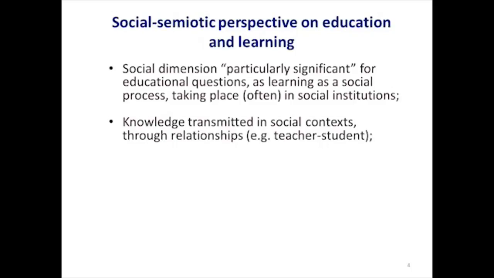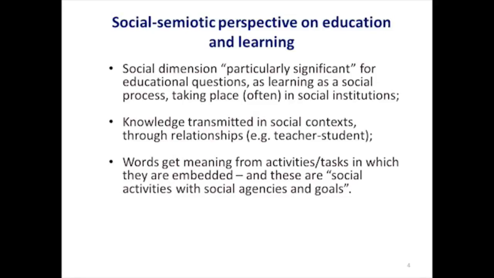Knowledge is transmitted in social contexts through relationships between people, such as teacher and student, but also, of course, student-student relationships. Where do words get their meaning from? Well, we can say that words get their meaning from the activities and the tasks in which they are embedded. And then these tasks are social activities, and the people who are involved are social agents with their own goals. Again, drawing on Halliday and Hasan.